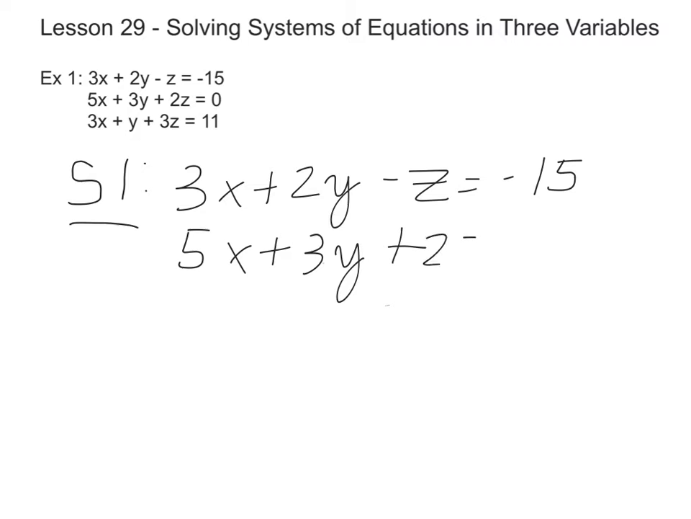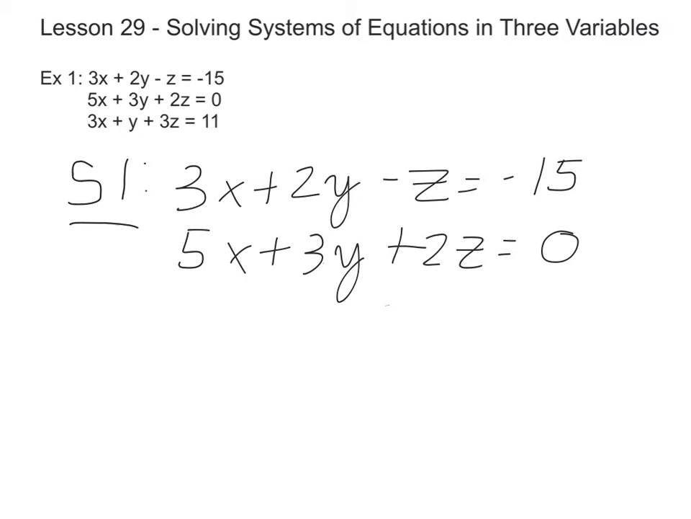Now that I have selected these two equations, the next thing I need to do is pick one of the three variables and decide which one I want to eliminate. If we look at these two equations, probably the easiest is going to be the z variable. Just like with the elimination method, we want those coefficients to be opposites of one another, so when we add them, they cancel each other out.